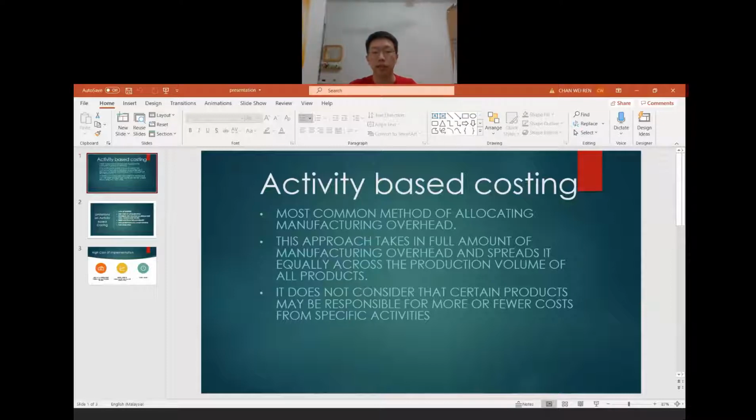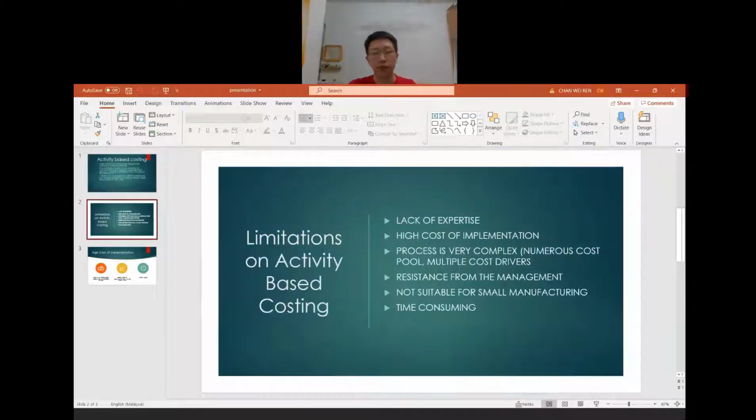Activity-based costing does not consider that certain products may be responsible for more or fewer costs from specific activities. Activity-based costing is also known as ABC. Many firms have not implemented activity-based costing yet. This is because there are limitations on this method.